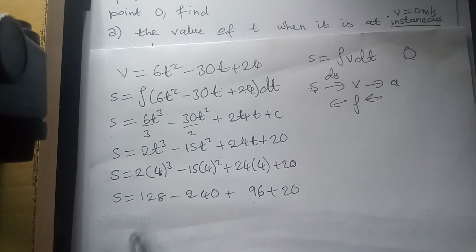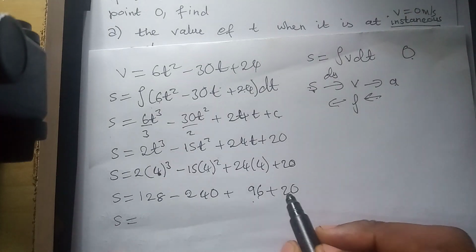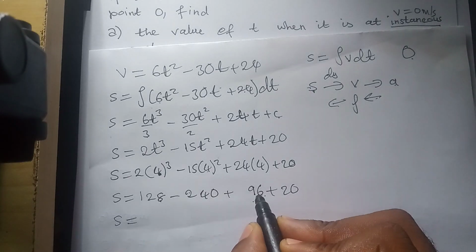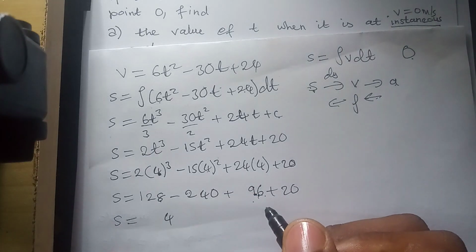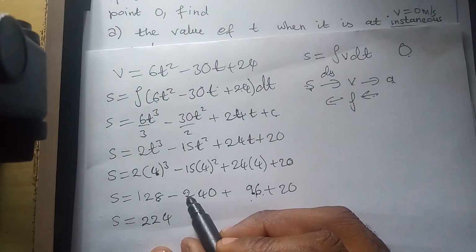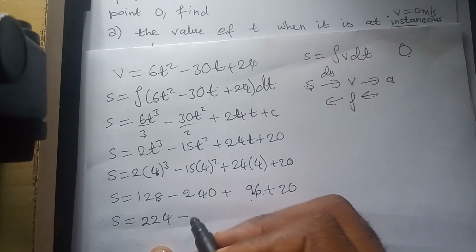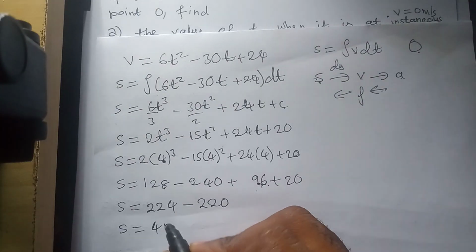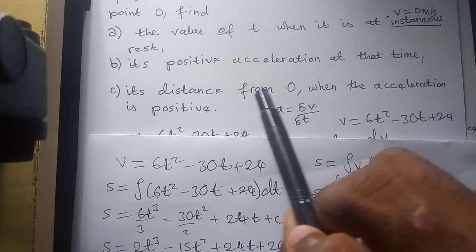And then we can add the numbers. So for me, I want to start with these, or maybe these. So let's just say this plus this, 128 plus 96 is 224, plus 20 is 244, and then minus 240, so our S here will be 4 meters.